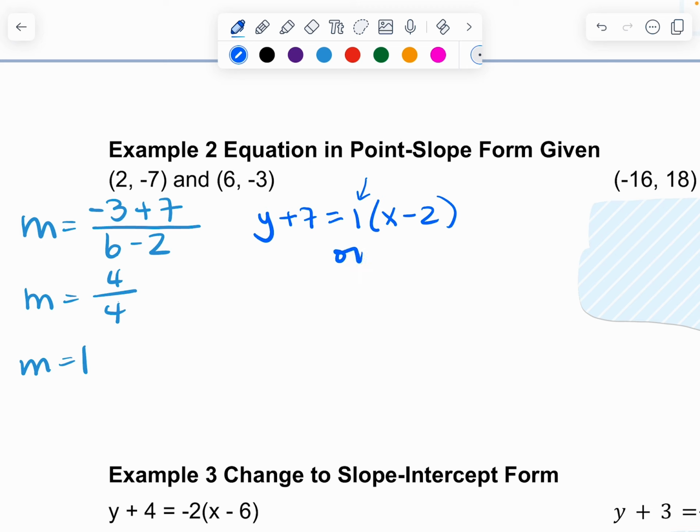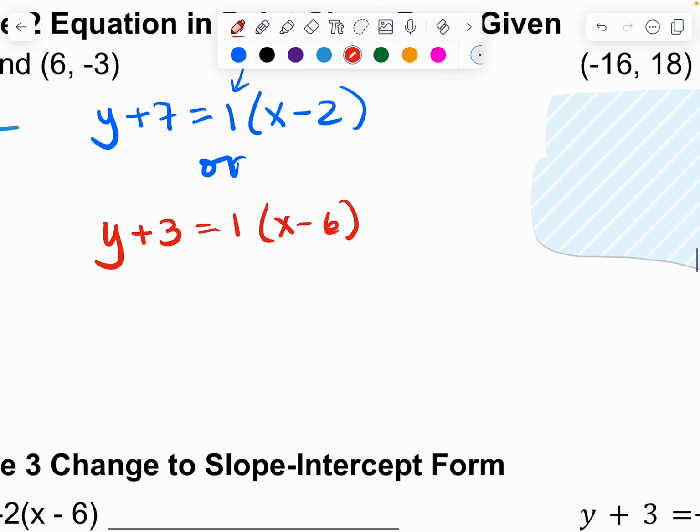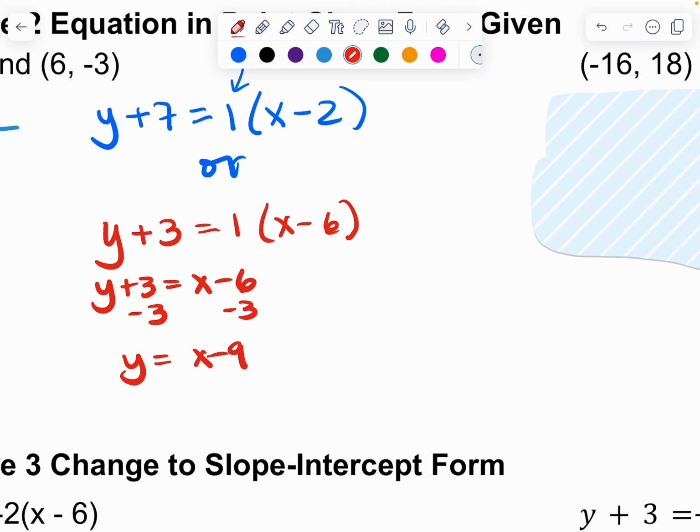Or if I use the other point, that would be y minus a negative 3 equals 1 times x minus 6. Now, some of you are like, but will they come out to the same thing? Well, let's look at it. I subtract 3, I get y equals x minus 9.